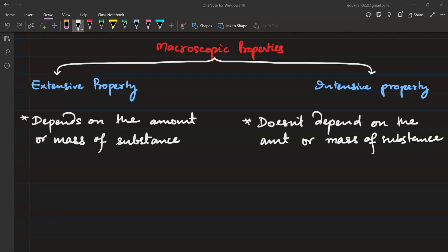Similarly, melting point and boiling point. If you are taking 1 gallon of water or 1 tank of water, its boiling point will be 100 degrees Celsius, its melting point will be 0 degrees Celsius, or freezing point will be 0 degrees Celsius. So all of these things are either extensive or intensive property. All of you understood the difference? Yes or no, please tell me. Yes, sir.